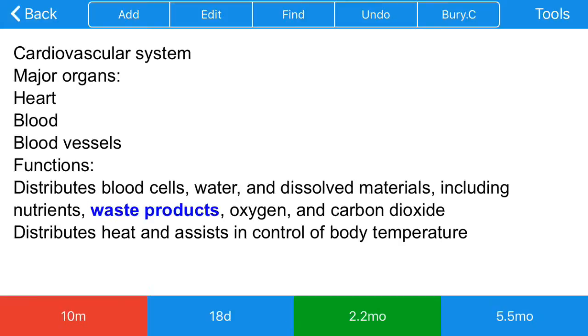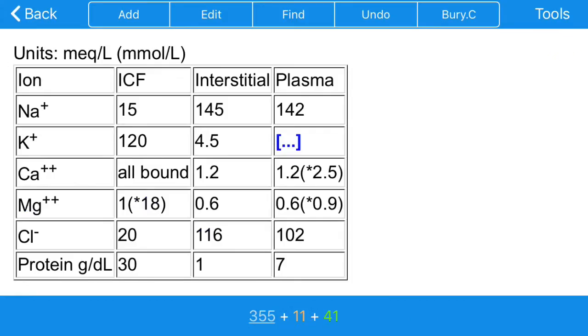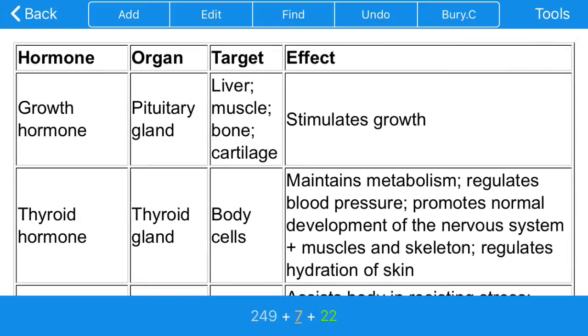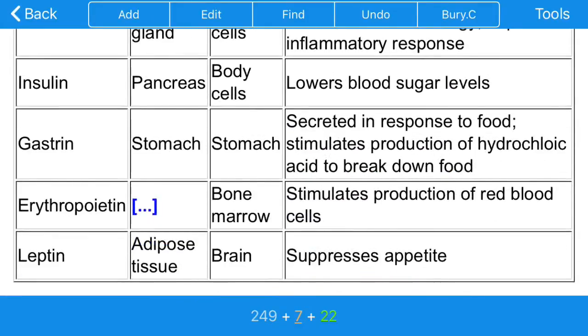Distributes, including nutrients, waste products. Yes. Alright, 4.5 plasma. It's about the same. 4.4, slightly less. Problem is, I don't know if I can remember that off the top of my head. Let's see. Growth hormone stimulates growth. Alright. Released by the kidneys.